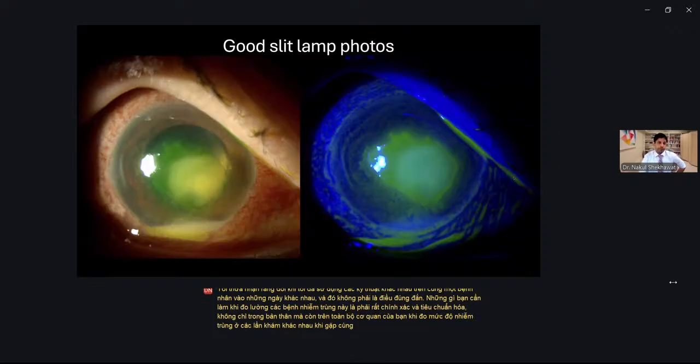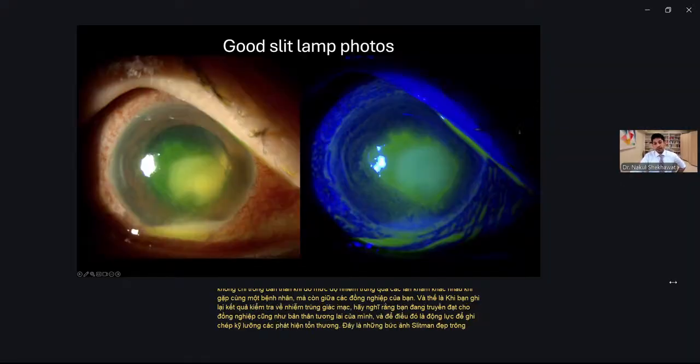And so when you document what the exam findings are for corneal infections, think that you are communicating to your colleagues as well as to your future self, and let that be the motivator for good, meticulous documentation of lesion findings. Here are what good slit lamp photos look like.